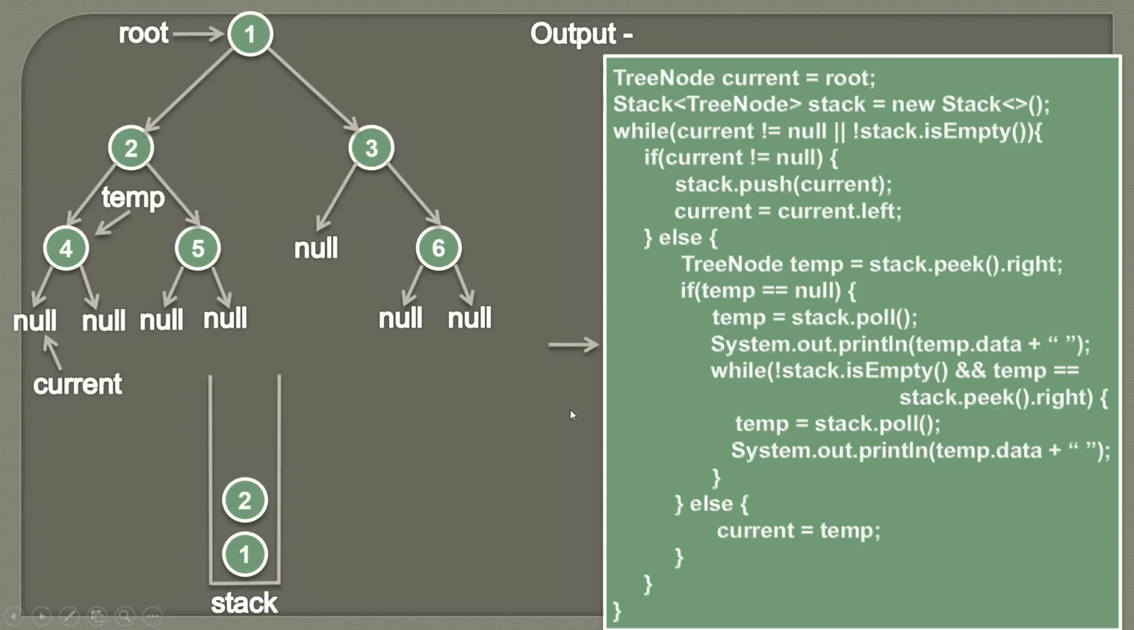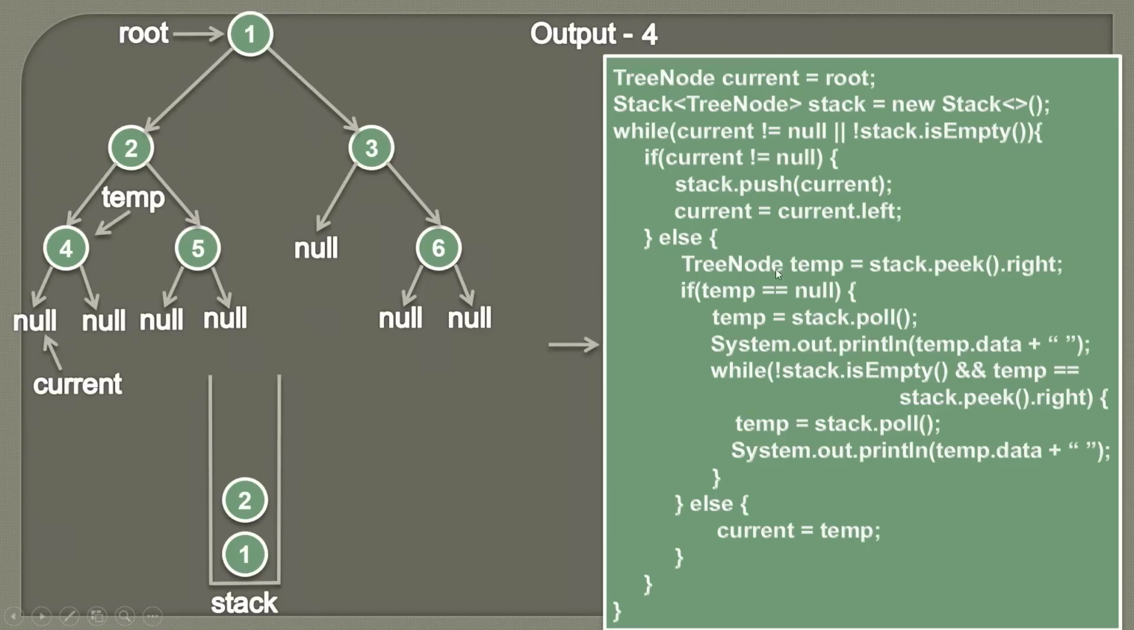And in the next step, we'll simply visit the temp. So we are simply printing the data of the temp, which is 4 here. So friends, why we actually do all this stuff is when current reaches any null value, we need to be sure whether it's on the left side or on the right side.